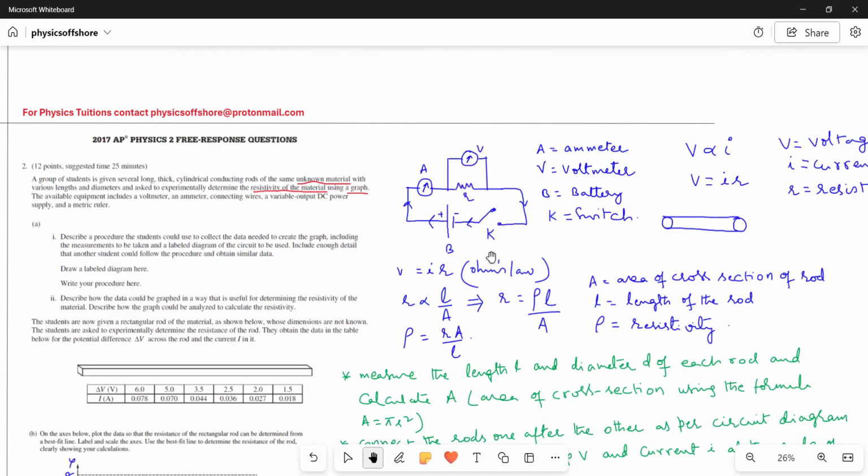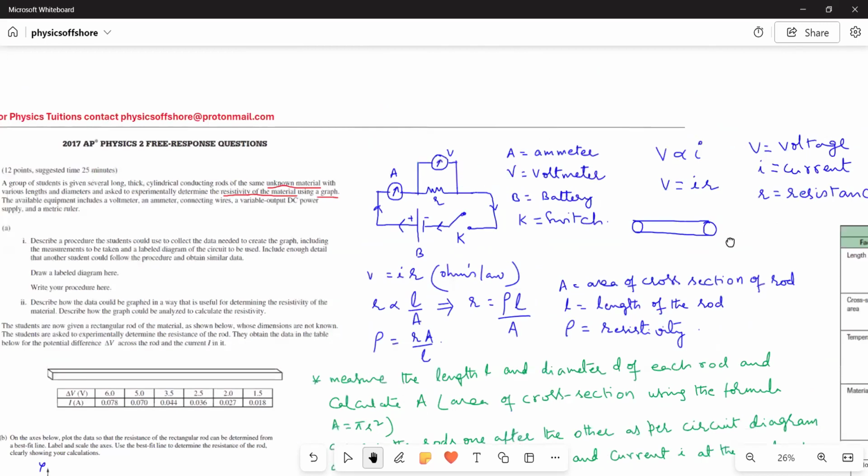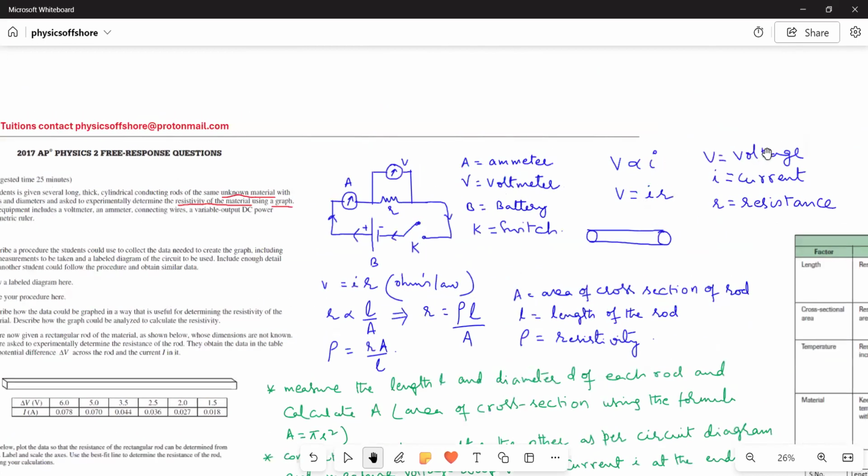Now, what we have to do, you know Ohm's law, no? Voltage is proportional to the current, or V is equal to IR. So this is Ohm's law. Now, what is R here? I wrote V is proportional to I, or V is equal to IR, where V is the voltage, I is the current, and R is the resistance. And this is the circuit diagram. All the components are given: A, V, B, K as the ammeter, voltmeter, battery, and switch respectively.